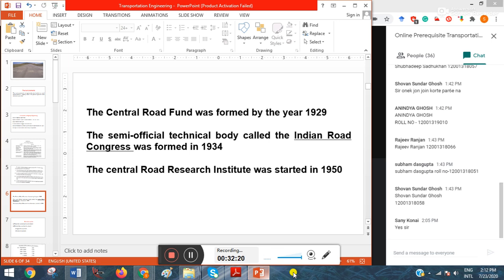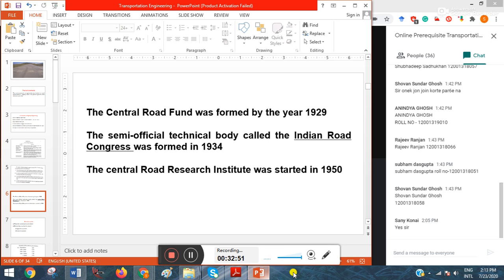After that, you should know about the Central Road Research Institute, that is CRRI. In the year 1950, the Central Road Research Institute, CRRI, was started at New Delhi for research in various aspects of highway engineering. It may be indicated that one of the recommendations of the JICAR committee report was to set up a central organization for research and dissemination of information.